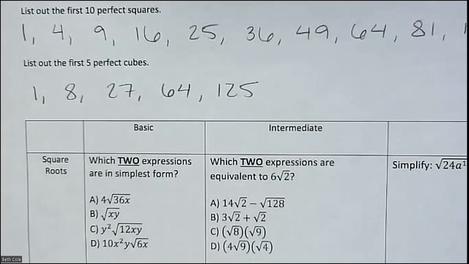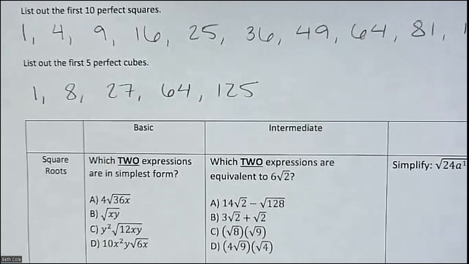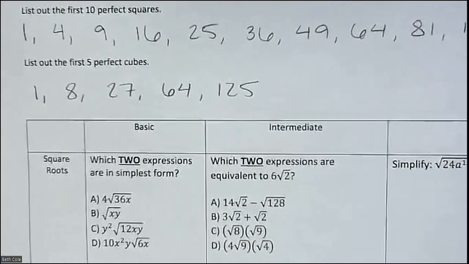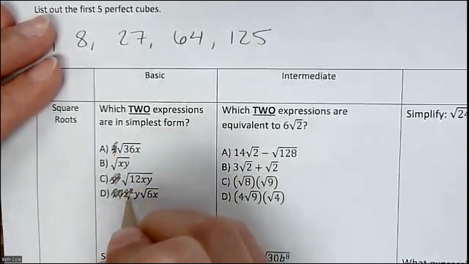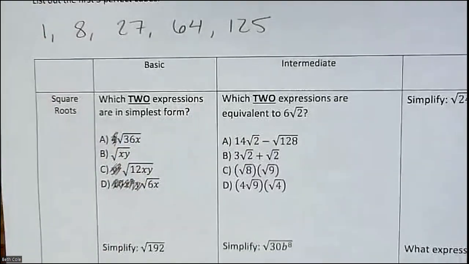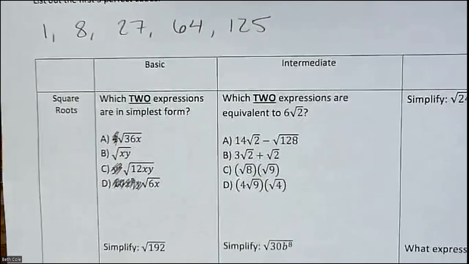So the first one. We're just looking for the two that are in the simplest form. All you need to look at is the part that's underneath the square root. So you don't need this 4, you don't need this y squared, you don't need this 10x squared y. You can get rid of all that. You're only looking at the part underneath, and you want it in simplest form, meaning you can't do anything else to it. There are 2 of them.